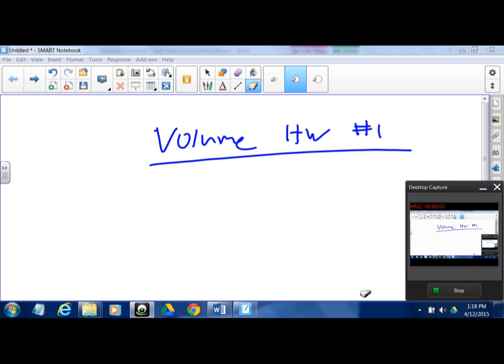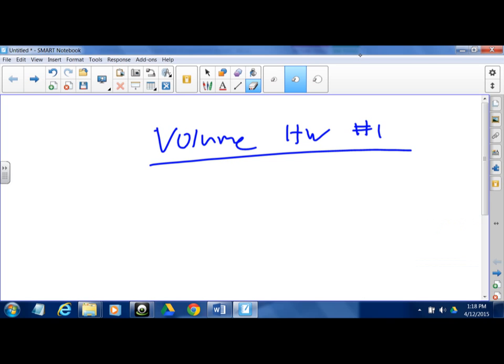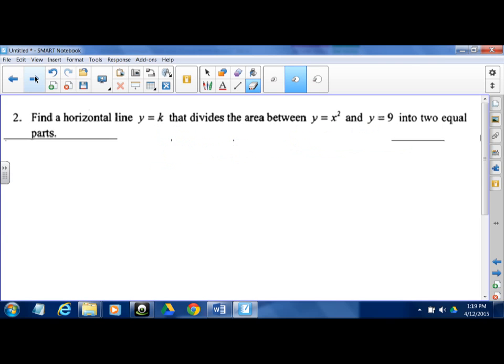All right, volume homework number 1. So by now you guys have watched day 1 and day 2 videos. You should be good to go with 7.3. So what we're going to do now is pull a couple of problems from the worksheet. It's a little bit area, a little bit of volume, so I figured let's do one of each.